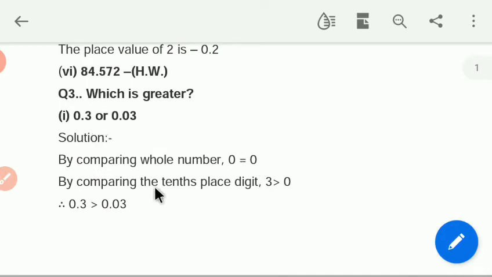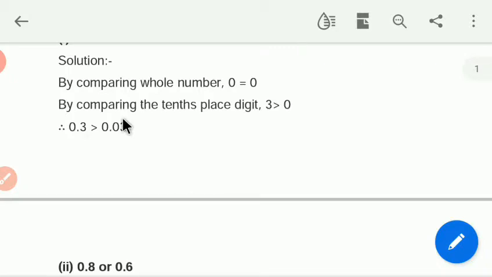Now we'll compare the 10th digit. 10th digit means the first digit after the decimal. So here 3, and in the second number it is 0. Now compare 3 and 0. You can see that 3 is greater than 0. It means 0.3 is greater than 0.03. First you have to compare the whole number. After that you have to compare the 10th place digits.